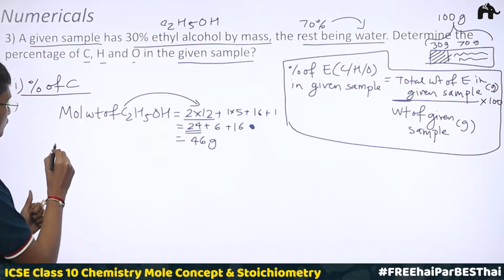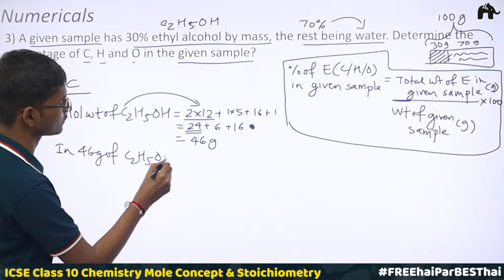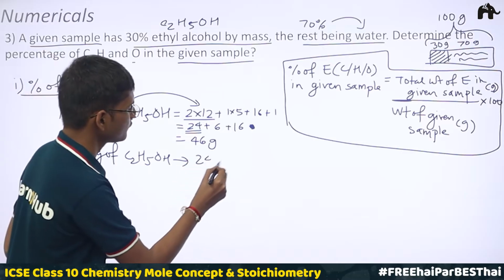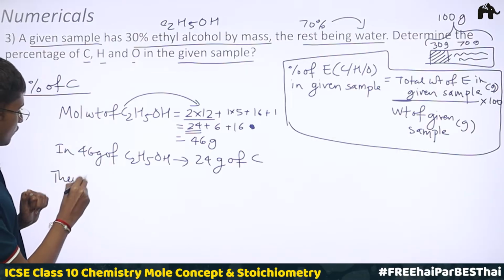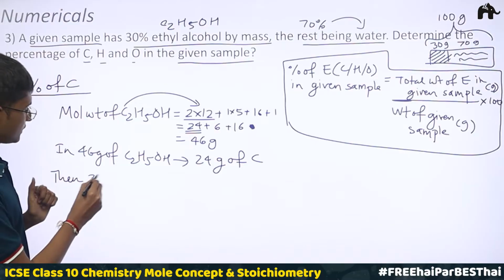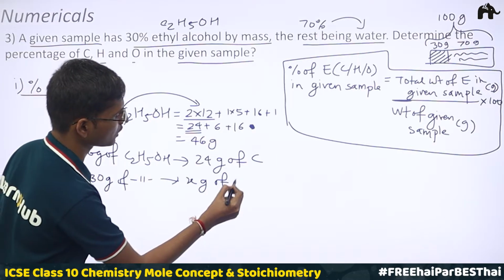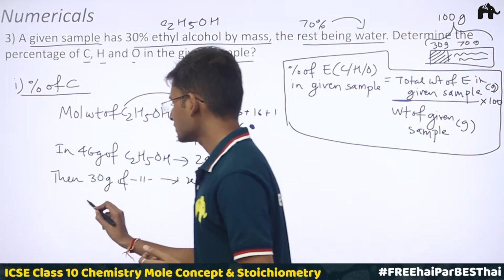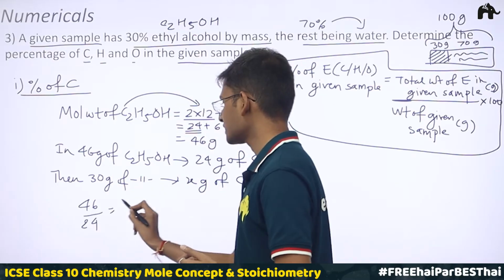Clear? So I'm just writing it: in 46 grams of ethyl alcohol, C2H5OH, 24 grams of carbon is present. You just write the complete sentences; I'm just summarizing it. Now what we have to find is, we have developed a relationship: in 30 grams of ethyl alcohol, how much carbon would be present? So in 30 grams of ethyl alcohol, X grams of carbon would be present. Now we have to calculate this value of X. How would we do it? Same chocolate problem method. So 46 grams has 24 grams, and 30 grams has X.